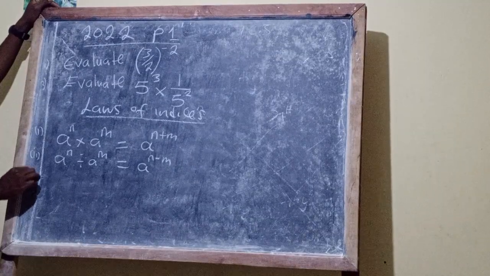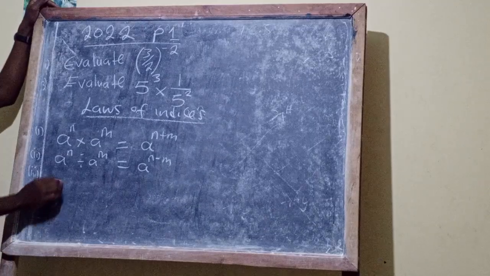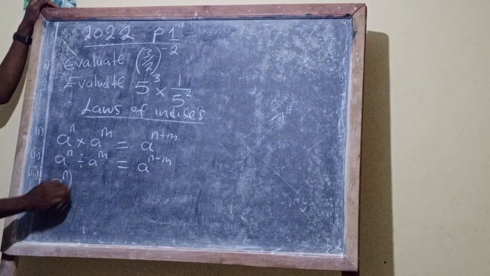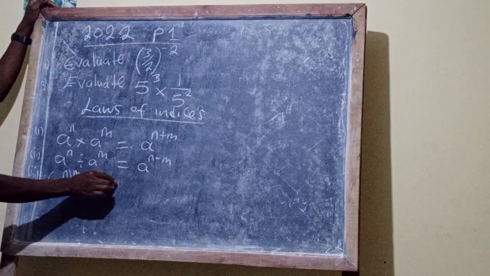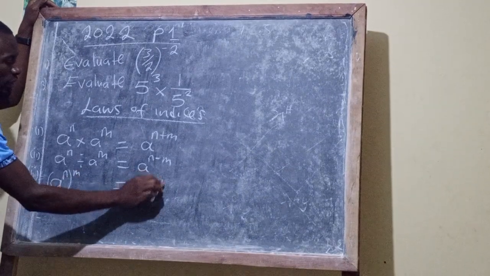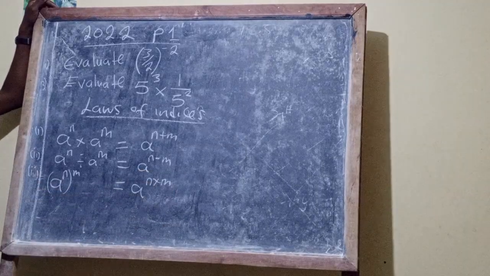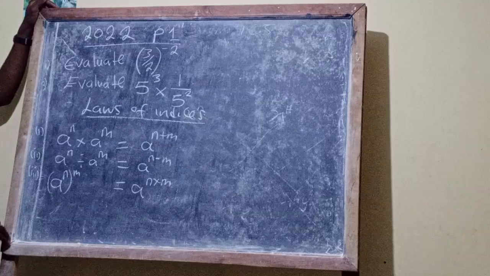The third one, when you're dealing with indices where you have a to the power n, open brackets, close, and the power m. This one is the same as a to the power n times m. You multiply the powers. Okay.